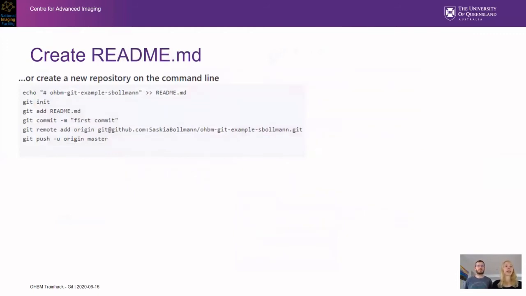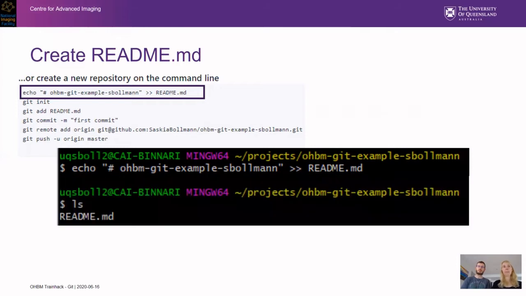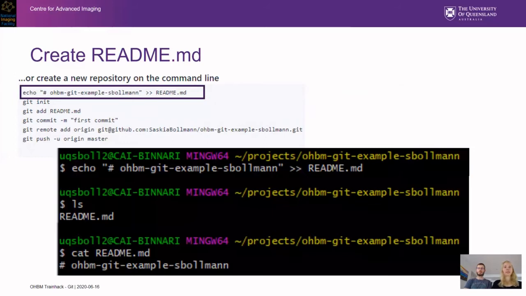The first step is this one, which we just copy and paste into the Git Bash command line. What it will do is create a file, the README, and add one line to it. Just to show you what's happening, in my OHBM Git example spawn1 folder, I now have one file. And if I look at it, it has exactly this one line in there.